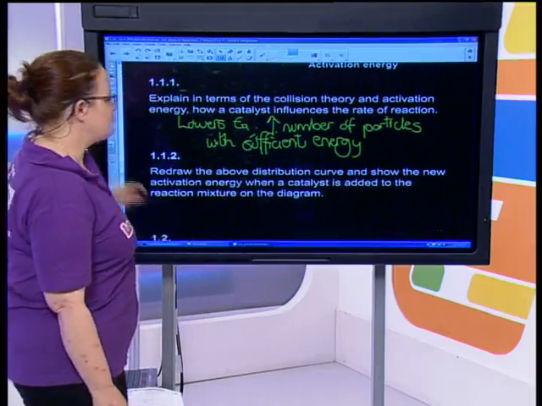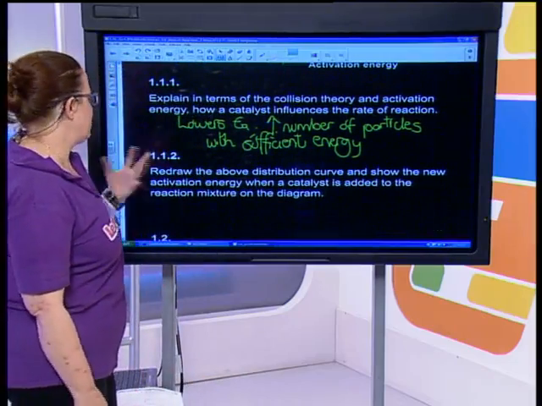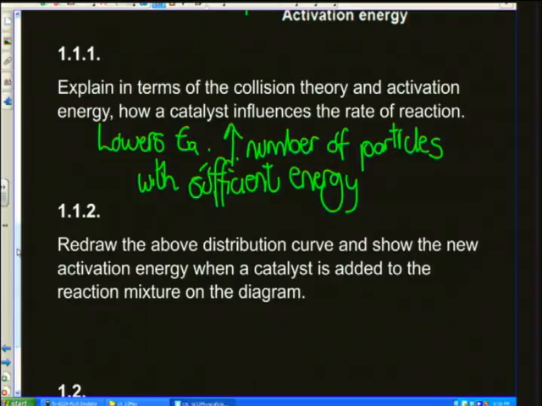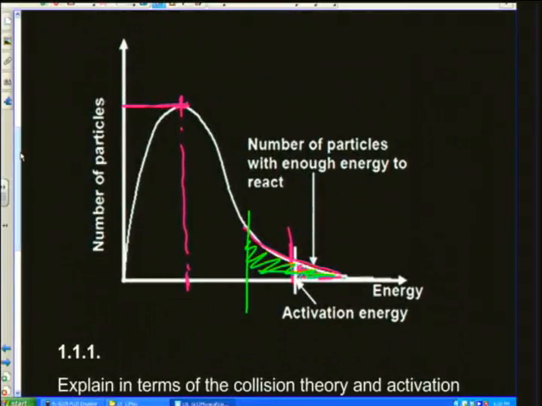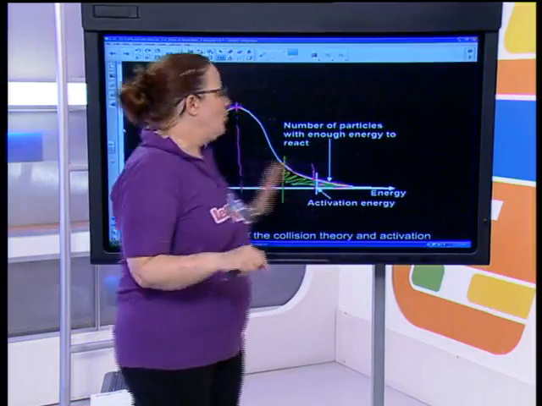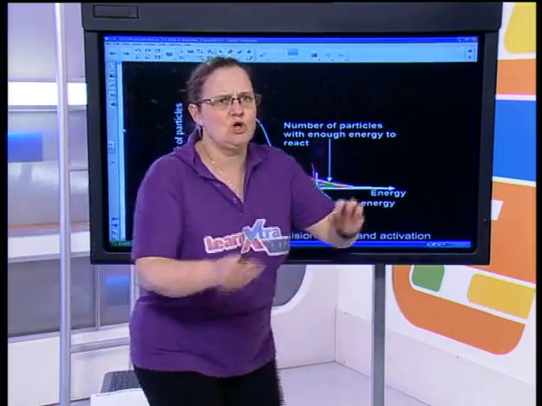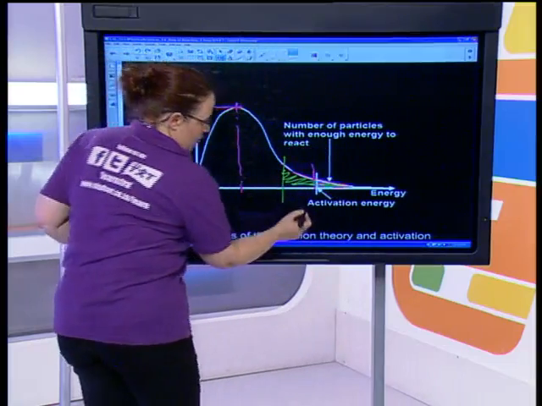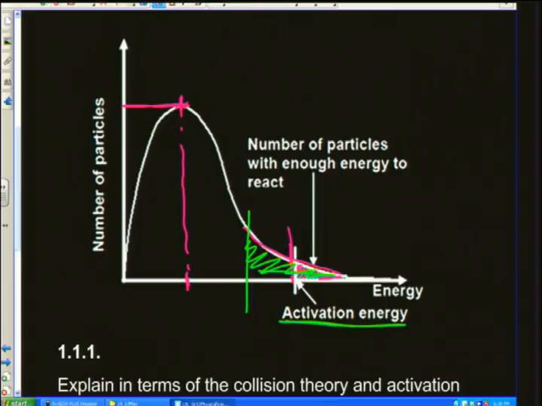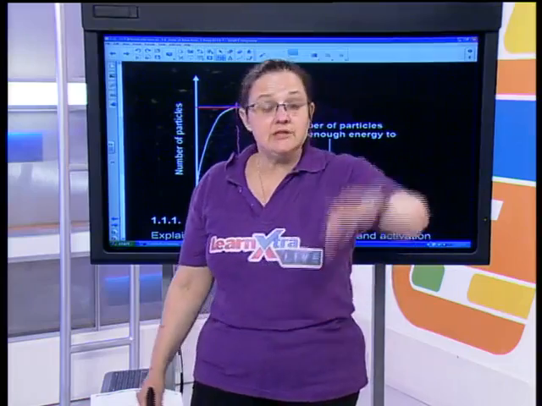Now they say to you, redraw the above distribution curve and show the new activation energy when a catalyst is added to the reaction mixture on the diagram. I've actually done that already. In the actual exam question it said, redraw it in your answer book. Guys, you must redraw it as it's given, within reason, okay? They're not going to go and measure and say, well, is the area the same? Guys, within reason. But what does that mean? This original activation energy must be shown. That's included in the original graph.